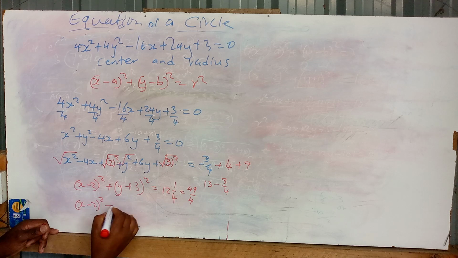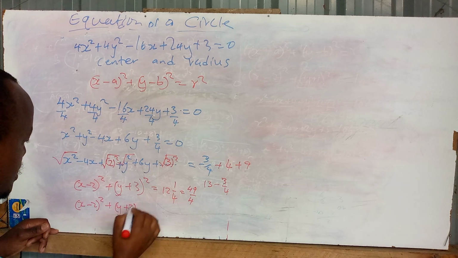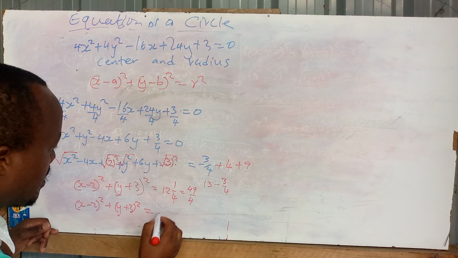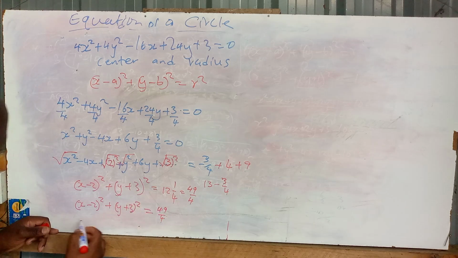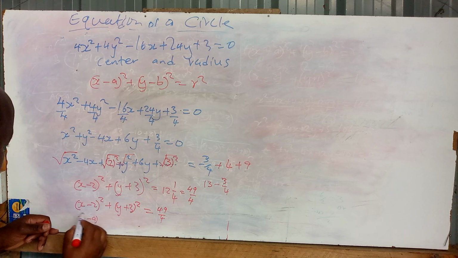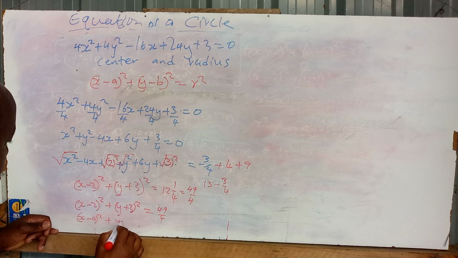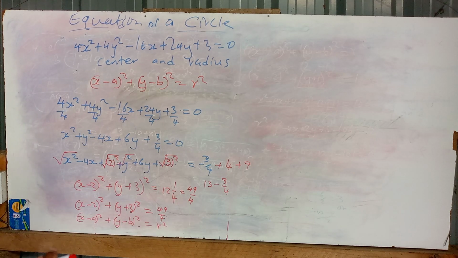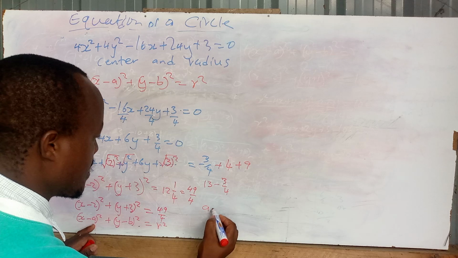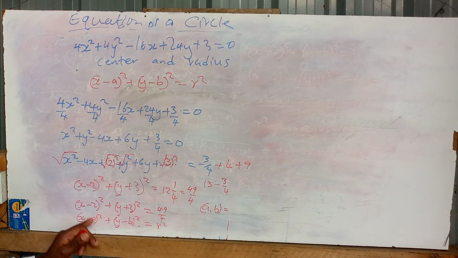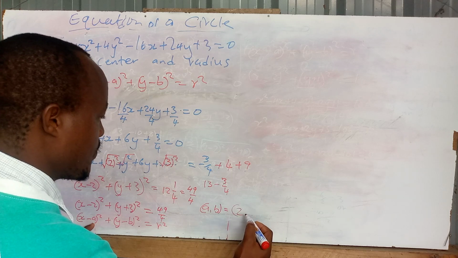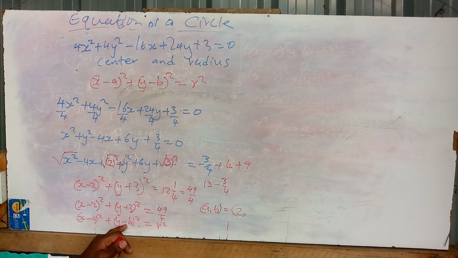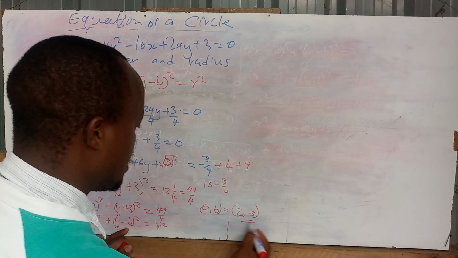minus 2 squared plus y plus 3 squared is equal to 49 over 4. Now this one is x minus a squared plus y minus b squared equal to r squared. So definitely a, b are the coordinates of the center. So the coordinates of the center a, b: you just take a the way it is, 2, and b here is positive and this is minus, so this one will be minus 3. That is the coordinate of the center.